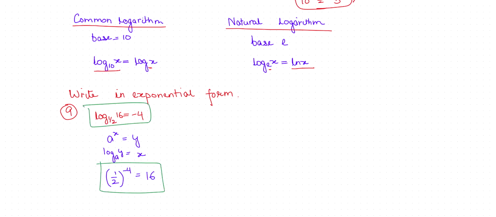Let's do one more of this. So in this the base is 3. So we write the base as 3, the output is -1, and the argument was 1/3. So this is the exponential form of the log function given.